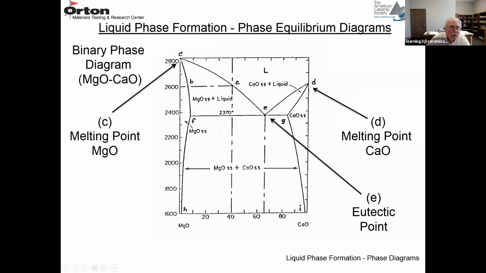MgO has a high melting point, around 2800 degrees C. The melting point is right there at point C. Point D is the melting point of CaO. It's a little lower, about 2600 degrees C. When you mix two different materials, you're going to have a eutectic melting point. The combination is going to give a melting temperature somewhere in between, somewhat lower than either C or D, and that's point E, the eutectic. This is the lowest melting temperature in the system, and that's at, I guess, 2370 degrees C.